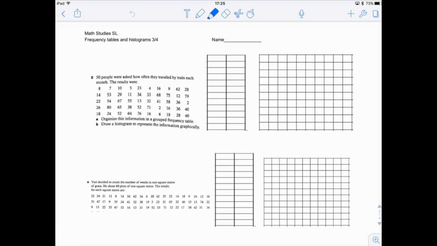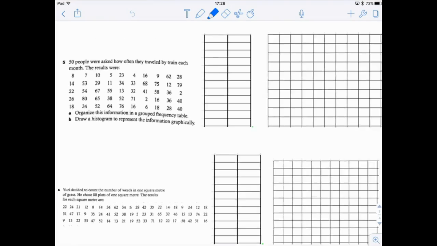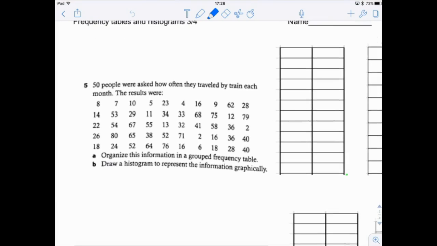Page 3 is a really good practice for your IA because there are pretty open problems here. Let's look first at number 5. They're not giving you the frequency table here. They're giving you the data. It says 50 people were asked how often they traveled by train each month, and these are the results.